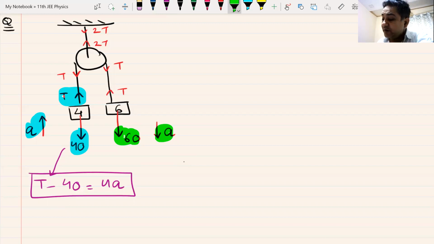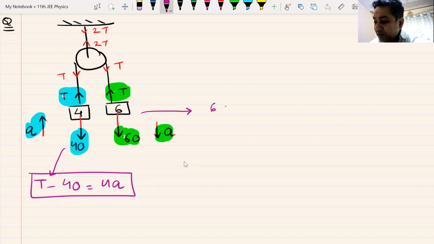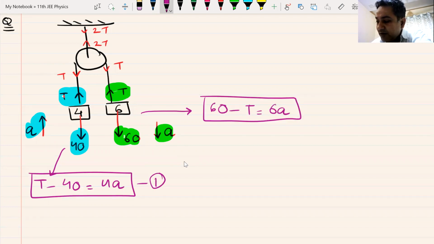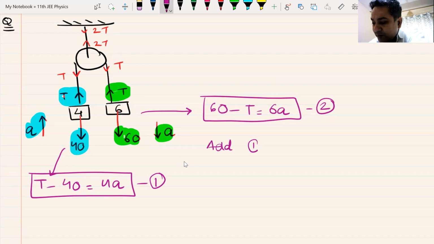Then I move on to the green one. The green one is moving down. 60 is down, T is upwards. What is the equation I get from this one? 60 minus T is equal to 6A. You have both the equations, equation number 1 and equation number 2. You can solve this. If you add those two equations, you will get 60 minus 40 is equal to (6 plus 4)A.